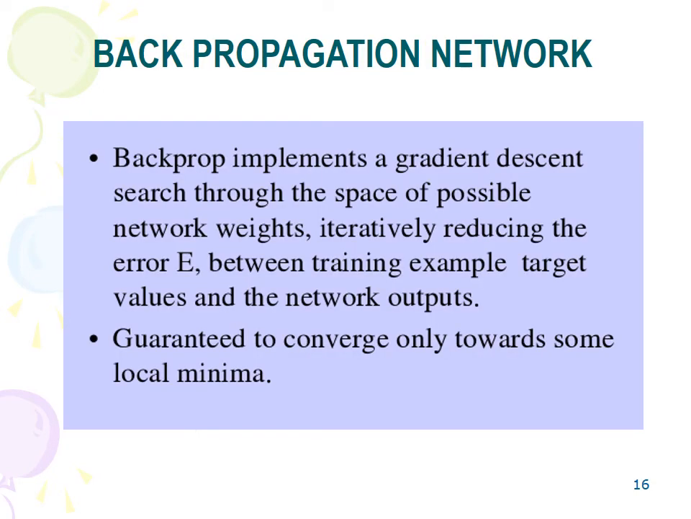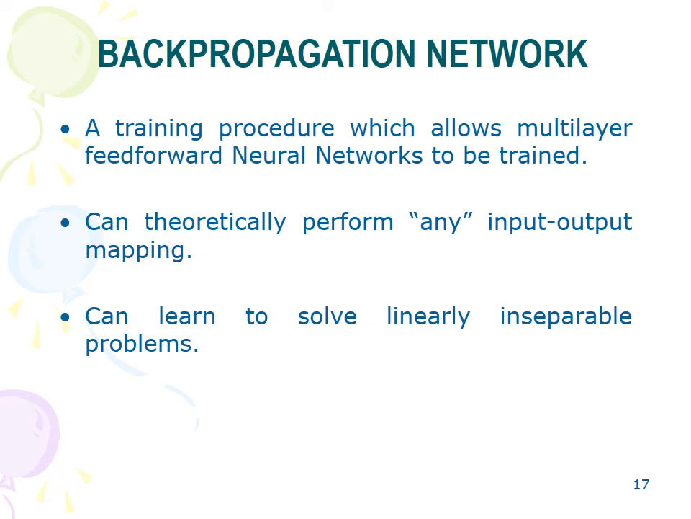And then the back propagation. Back propagation implements a gradient descent search through the space of possible network weights, iteratively reducing the error E between the training examples, the target values and the network outputs. It is guaranteed to converge only towards a local minimum. Back propagation is a training procedure for multi-layer feed forward neural networks. It can theoretically perform any input and output mapping and can learn to solve linearly inseparable problems.